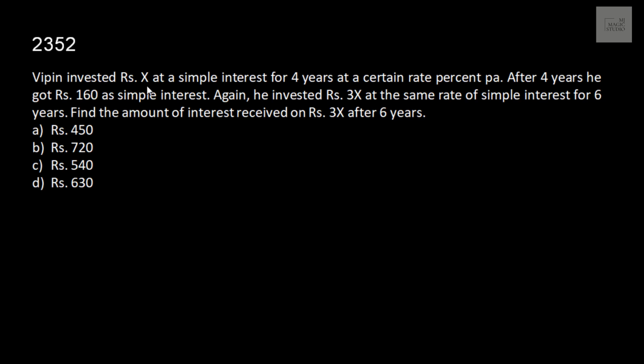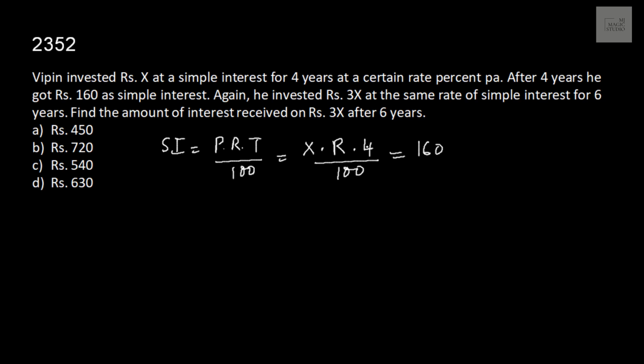Vipin invested rupees X at simple interest for 4 years at a certain rate % per annum. After 4 years, he got 160 as simple interest. Simple interest formula is simply PRT by 100. So he invested rupees X at rate R% we don't know, for 4 years, by 100. This is equal to 160. Okay, fair enough. That means X into R is equal to 4000.